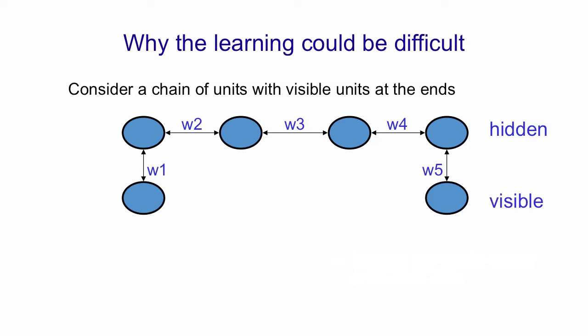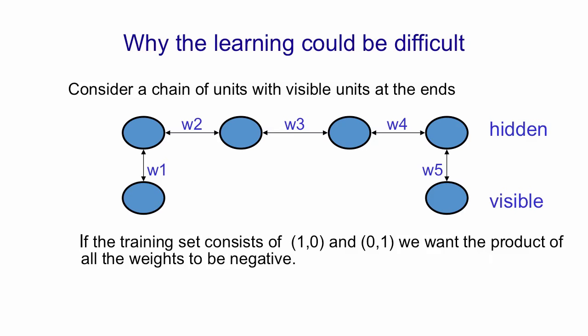Now there are many reasons why the learning could be difficult. This is probably the most important reason. If you consider a chain of hidden units, with visible units attached to the two ends, and if we use a training set that consists of 1, 0 and 0, 1, in other words, we want the two visible units to be in opposite states, then the way to achieve that is by making sure that the product of all those weights is negative.